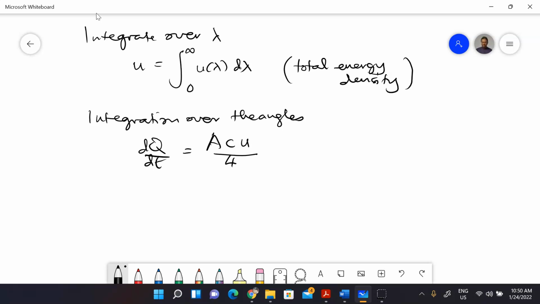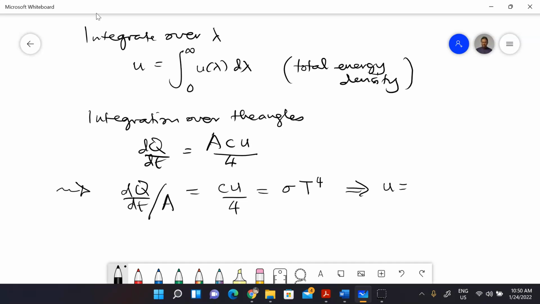Okay, so now if you divide it by the area, for example, so that means you do dQ/dt divided by area here, what do you get? You get cU over 4, which is now identified with your Stefan's law, sigma T to the 4. Okay. So in other words, your U is going to be 4 sigma T to the 4 over c. So in other words, we have your total energy density being calculated using the model of the cavity together with the Stefan's law that we had earlier.